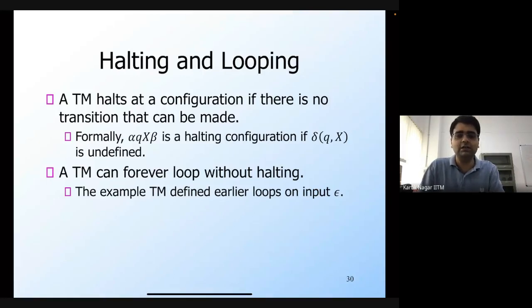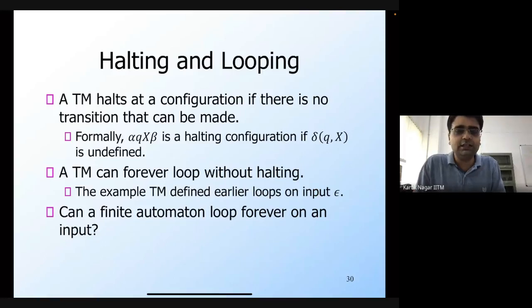We saw that it looped on the input epsilon. Remember that this example Turing machine was very simple. It started with some binary string and moved to the right until it found a one. Once it found a one, it converted it to zero and then halted. But if it encountered a blank, it would convert that blank to one and move to the left. Which means that if you start with the input epsilon, then this Turing machine is going to forever move to the left. It's never going to reach a halting configuration, and in that case we say that it is always looping.